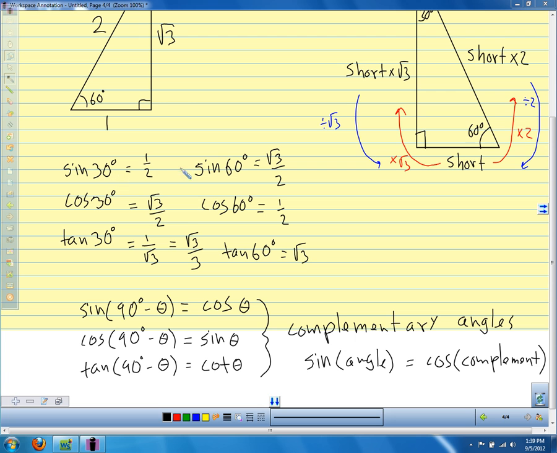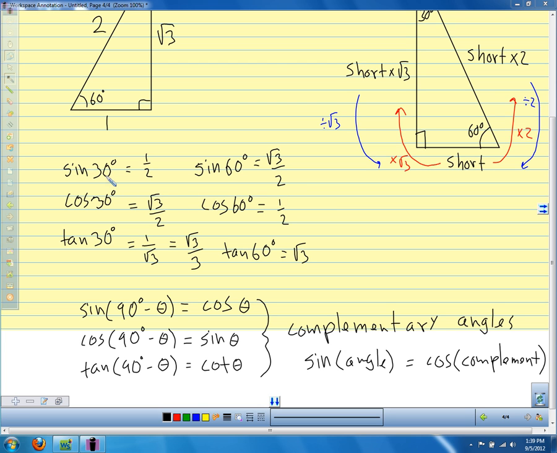The sine of 30 degrees is 1/2. Cosine of 30 degrees, square root of 3 over 2. Tangent of 30 degrees, square root of 3 over 3. So we'll work on memorizing those. When we start working with the unit circle, these relationships are going to come up over and over and over.